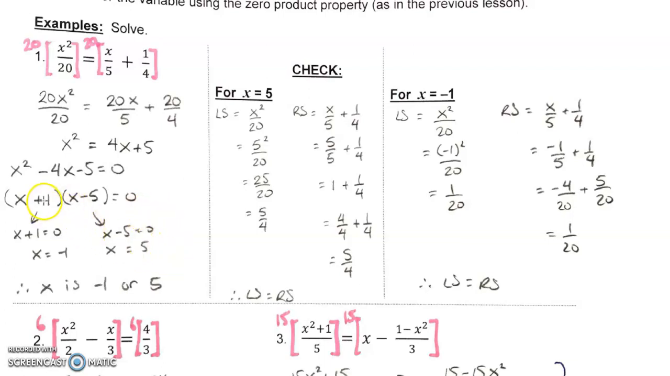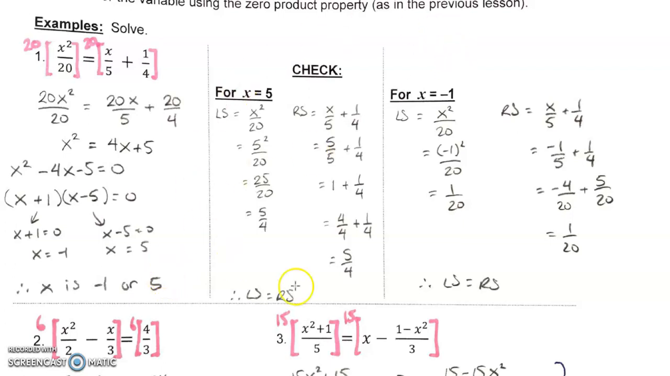Then you're going to start the process of solving. By solving, you're going to take the first bracket and equate it to 0. Bring the 1 to the other side, and you get the answer of -1. The other one you're going to equate to 0. Bring the -5 to the other side, and it's going to become a 5. So your answer for this equation with fractions is -1 or 5.